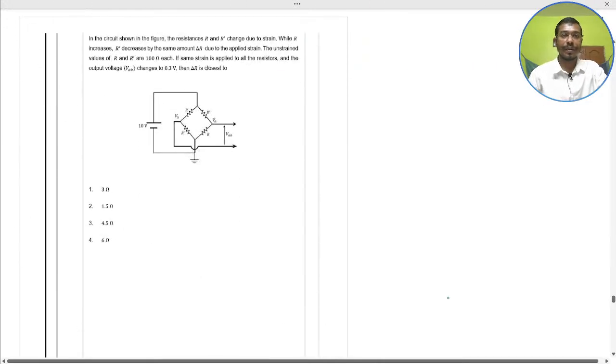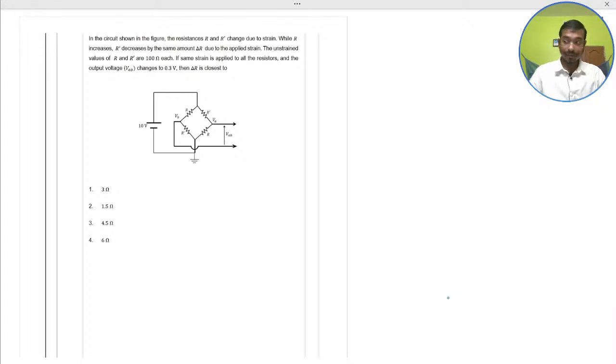Next, question number 65. In the circuit shown in the figure, the resistances R and R dash change due to strain. While R increases, R dash decreases by the same amount del R due to the applied strain. The unstrained values of R and R dash are 100 ohm. If the strain is applied to the resistor, the output changes by 0.3 volt. You have to find the del R closest to what?